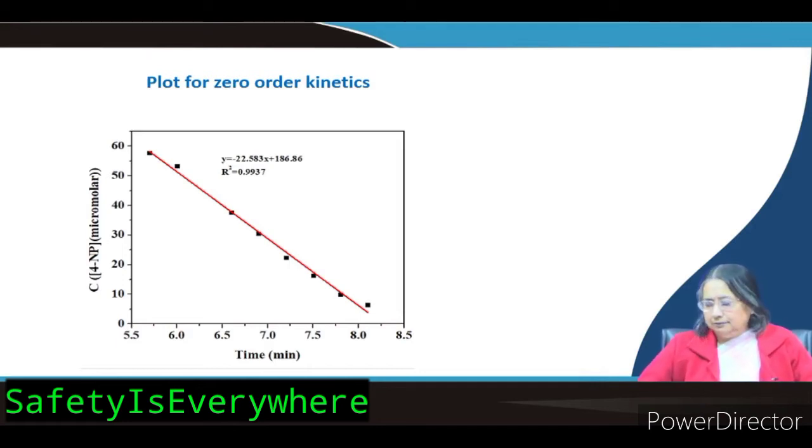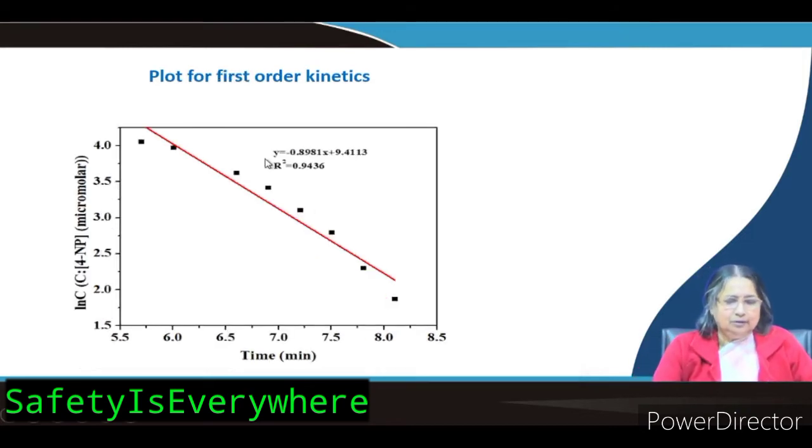Okay. Let us see other curves for other first order, second order curves. You see here first order curves, we know that we have to plot ln C versus time. Same data set, but we are plotting ln C versus time. So, you see here it is not a linear curve, it is not following linearity. 0.94 is the correlation coefficient. So, it is not linear. That means it is not following first order reaction. That means our nitrophenolate reduction is not following first order reaction.